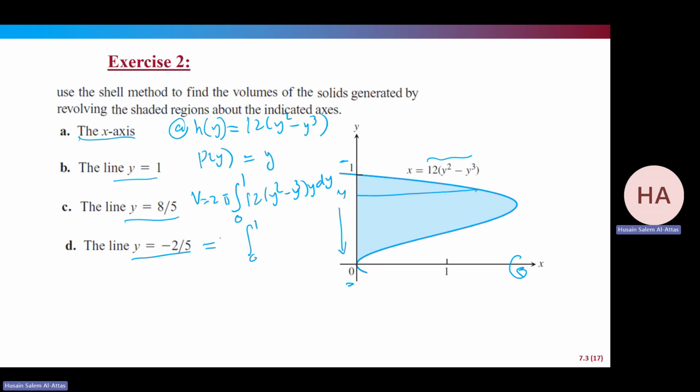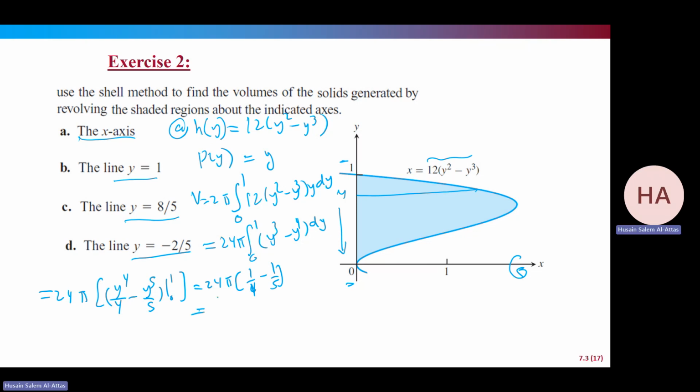That will be 24 pi, I have y cubed minus y to the power 4 dy. So that gives me 24 pi times what? Y to the power 4 over 4 minus y to the power 5 over 5 from 0 to 1. That gives me 24 pi times 1 over 4 minus 1 over 5, which is what? 5 minus 4 over 20, 1 over 20.